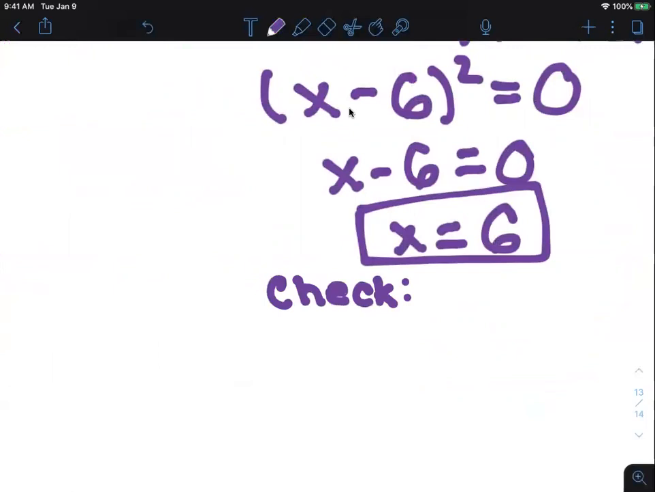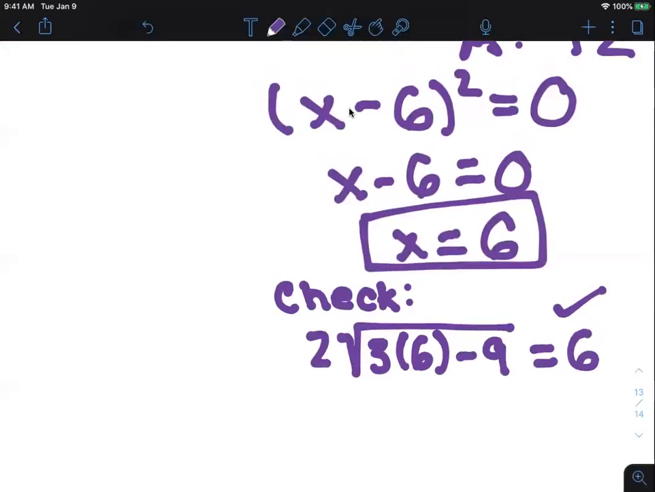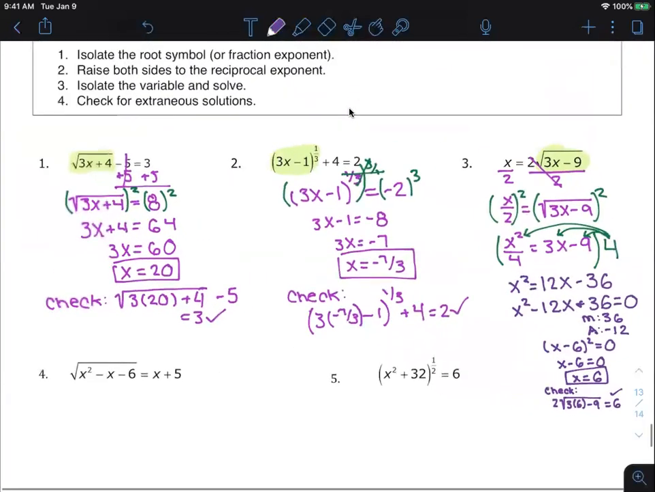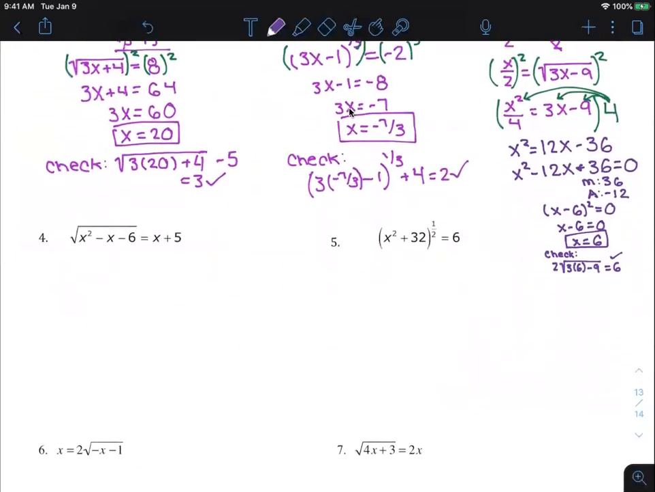that it doesn't work. So if we go back and put it in the original problem, I'm going to say 2 square root 3 times 6 minus 9. And when I plug that in, I get 6, which again, it says it should equal x, and x is 6. So it does work. Okay. Let's go ahead and take a look at the next one.